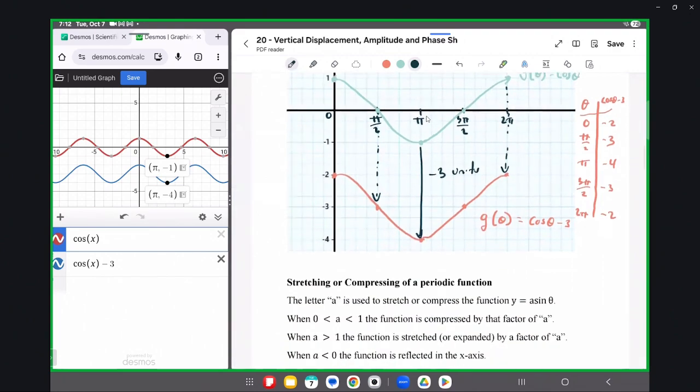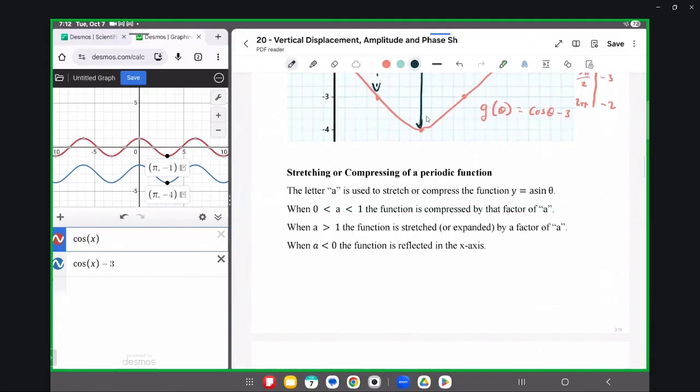Okay, let's continue on. So we can also stretch or compress a periodic function. However, in the case of quadratics, we said it was a stretch or compression. Here, when we talk about stretch or compression, we say that this is going to affect the amplitude. So the letter a is used to stretch or compress the function y equals a sine theta, or of course, y is equal to a cosine theta, either one.